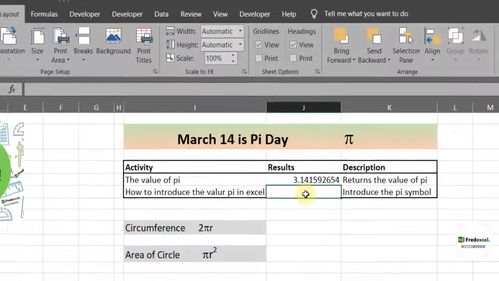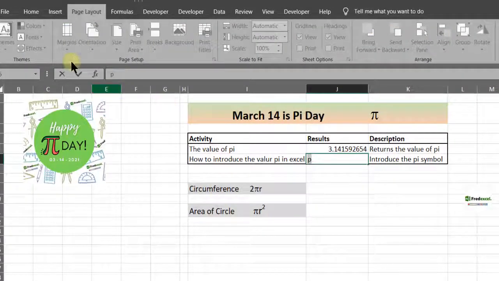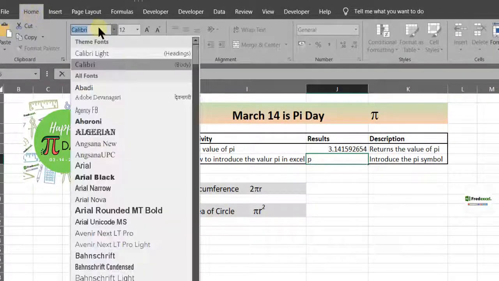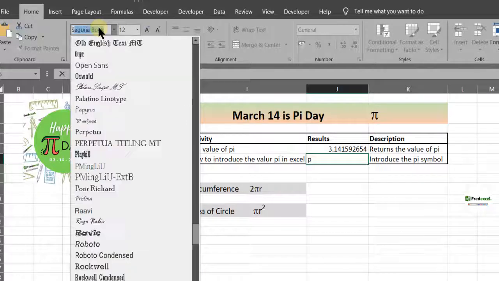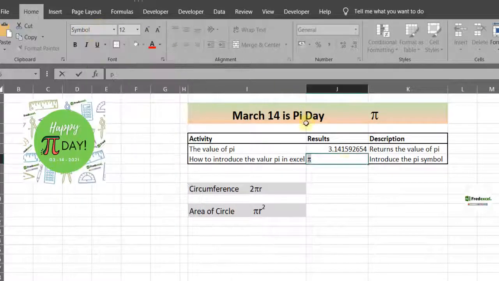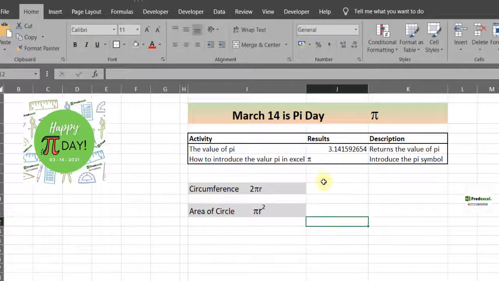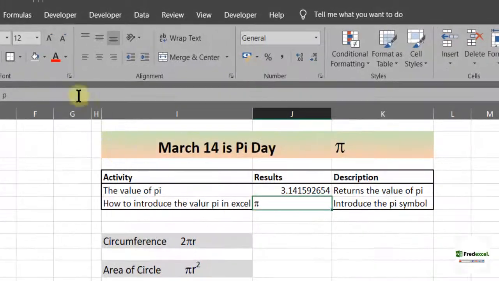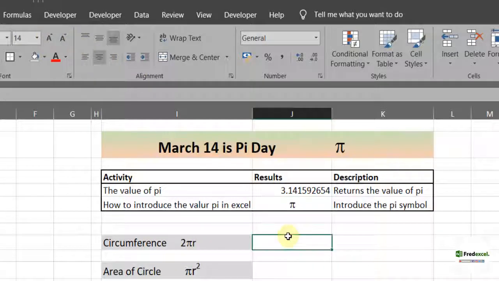How to introduce the symbol pi in Excel? We can simply type in P, select it, go to Home, in the font type in Symbol, enter, and you see it comes in as pi. In the formula bar you can see it as P, but visibly it's seen as pi. We can center it and increase the font. So that is the symbol for pi.